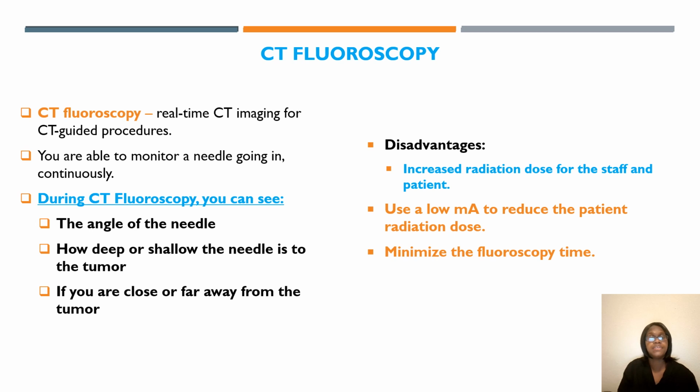You also have your CT fluoro, which is pretty much a real-time CT imaging of different CT procedures. So when this is done, you can actually see how the needle is going in, how close or how far away it is from that tumor. One thing to know about this, it is an increased amount of radiation dose for the patient and the staff. So you want to make sure that you are using a low mA to reduce the radiation dose. Make sure that you are not using a lot of fluoro time. So minimize that fluoro time, or that time that you are in the procedure.